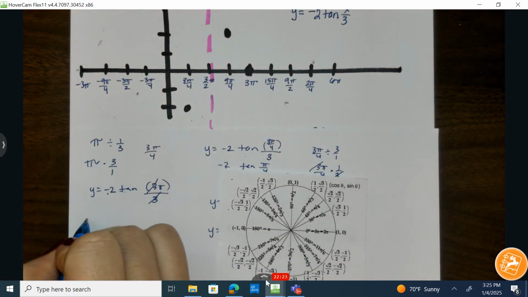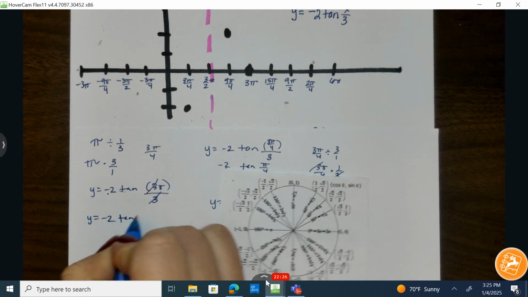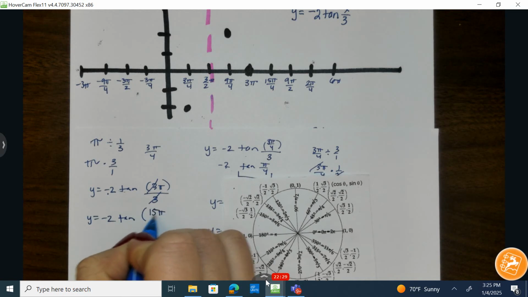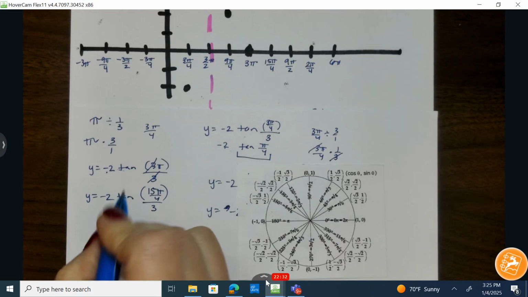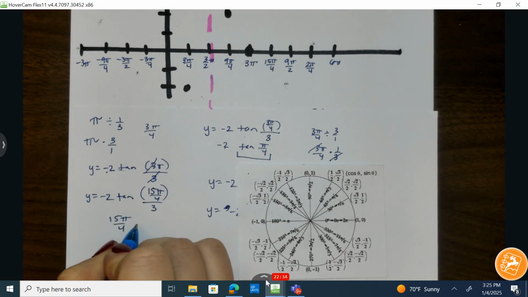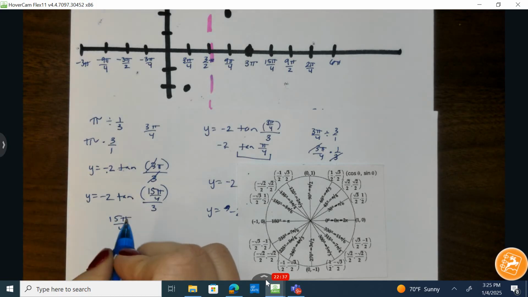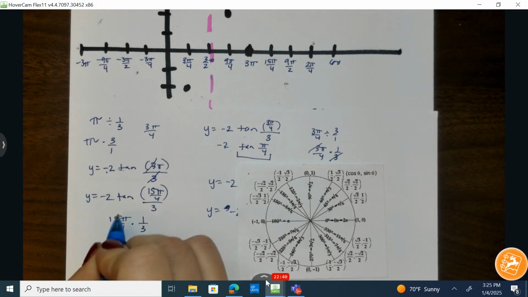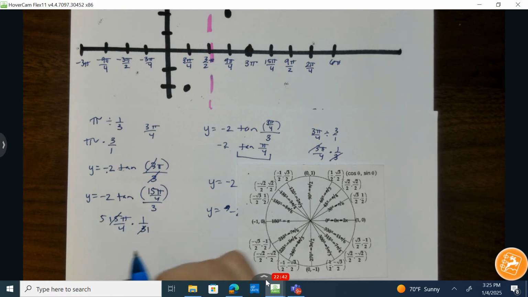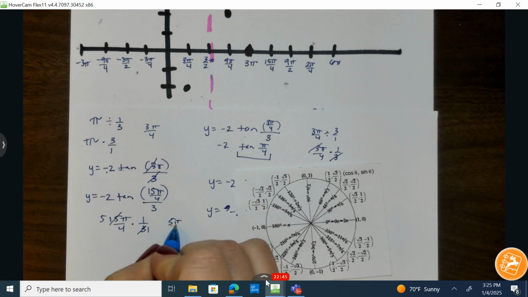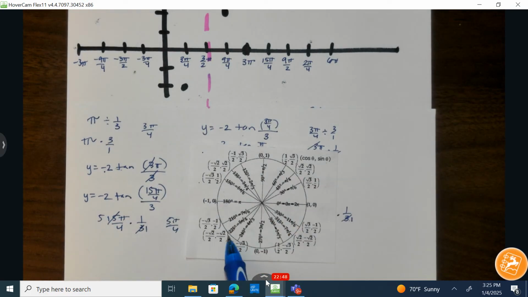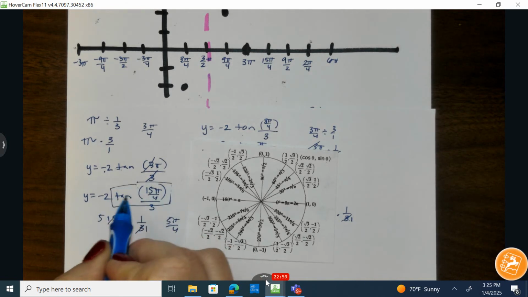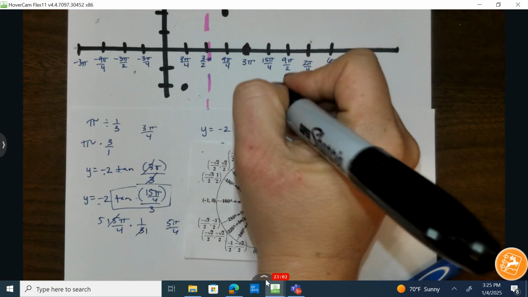So 2 more algebraically. Y equals -2 times the tangent of 15 pi over 4, all divided by 3. So 15 pi over 4, and I would divide it by 3, but that's the same as multiplying by 1/3. The 15 and the 3 reduce down to 5 pi over 4. So 5 pi over 4 is right here. What is the sine divided by the cosine, also known as the tangent? The exact same number, same sign, so I end up with 1. So this portion gives me 1, and 1 times -2 is -2.